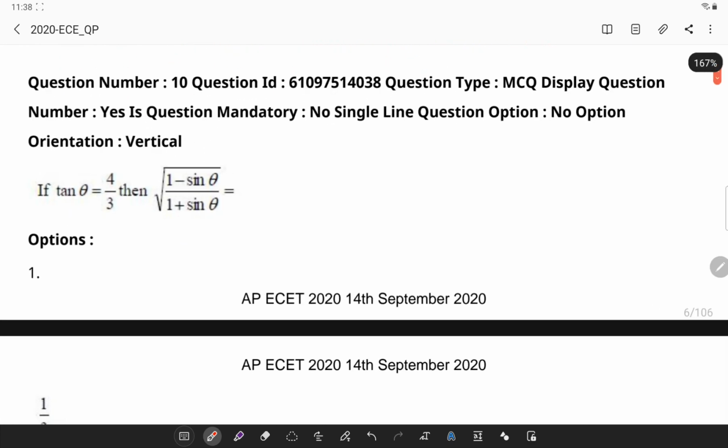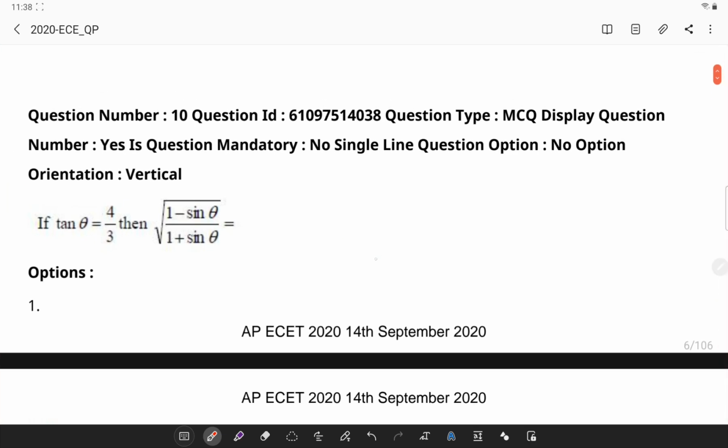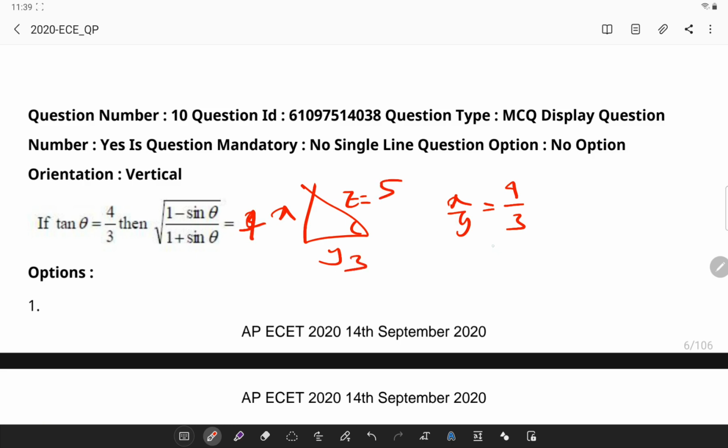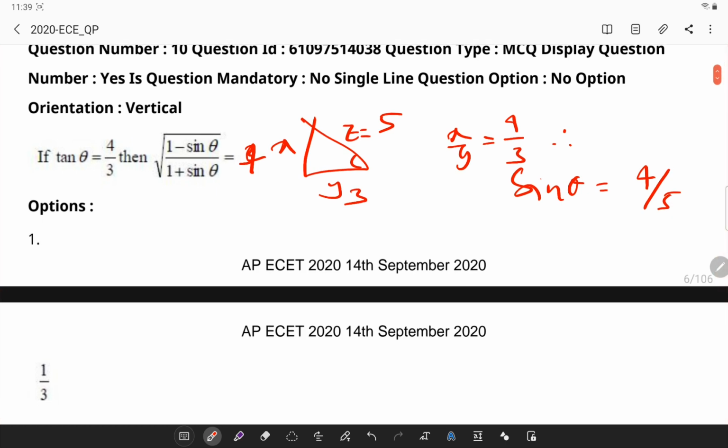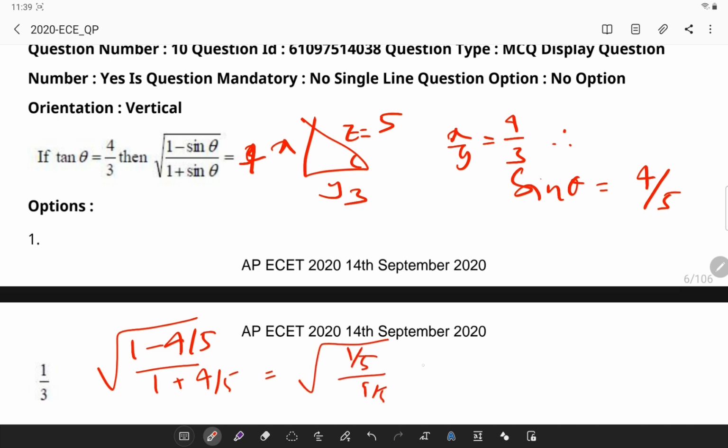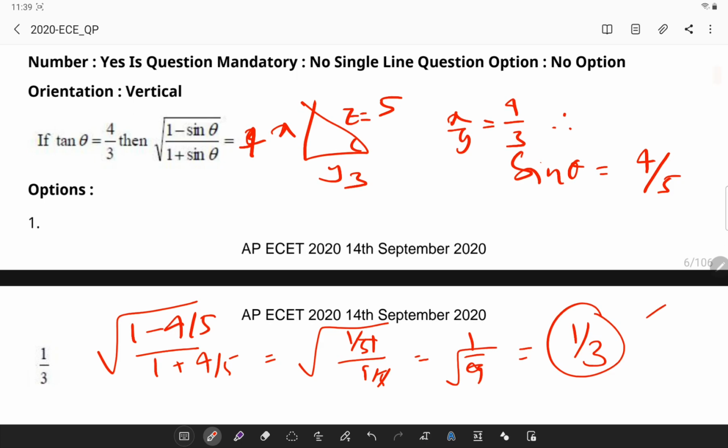Next, tan theta is 4 by 3. So in this case, if tan theta is x by y, which is 4 by 3, I'll have z as root over x square plus y square, which is 5. Therefore, sin theta will be 4 by 5. Now, the question is root over (1 minus 4 by 5) divided by (1 plus 4 by 5), which is root over 1 by 5 divided by 9 by 5, or simply root of 1 by 9, or 1 by 3 is your answer.